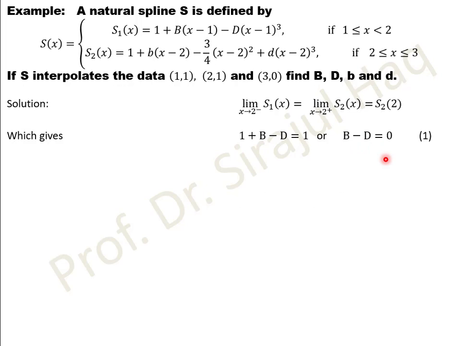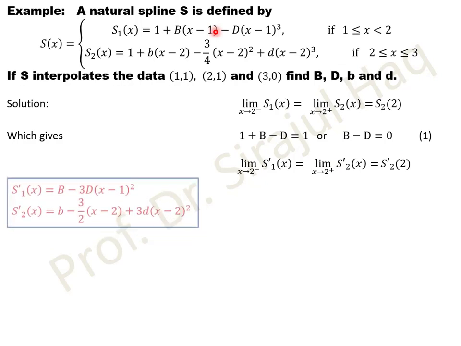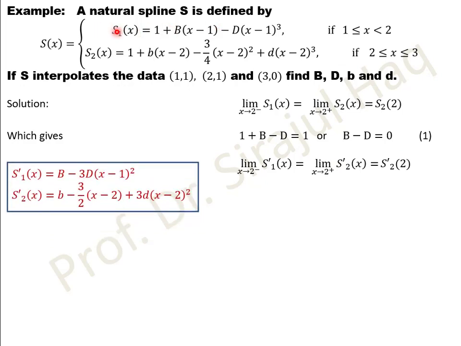Let us check the continuity of the derivative. So this is the continuity of the derivative. What is the derivative of this spline? Just take the derivative s1 prime, it will be 0, b minus 3d into (x minus 1) square. This is the derivative of s1. The derivative of s2 will be 0, b minus 3 divided by 2, because 2 has been multiplied with the 3 divided by 2 (x minus 2) plus 3d into (x minus 2) whole square.